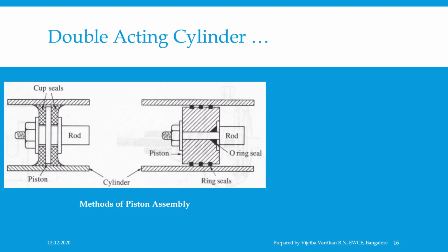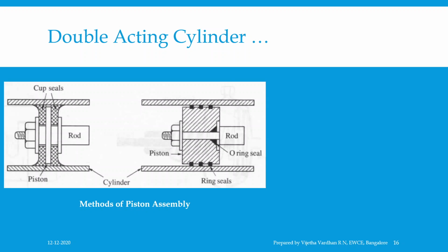And in the previous slides, whatever figures you have seen show the cross-sectional basic constructional features of double acting cylinders. Either cup seals or seals with o-ring may be used for the piston assembly, which you can see in the present figure. That is the methods of piston assembly.